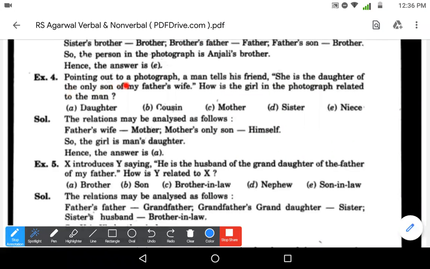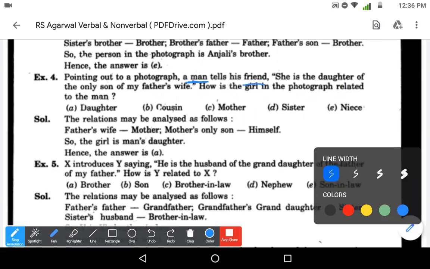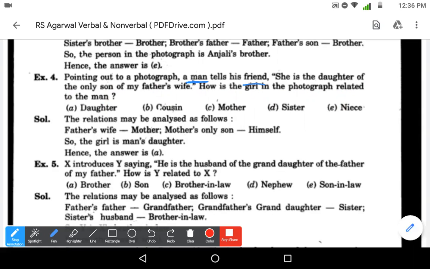Pointing out a photograph, a man tells his friend, "She is the daughter of the only son of my father's wife." How is the girl in the photograph related to the man? So here it is a girl. Pointing to the photograph, a man is telling his friend, "She is the daughter of the only son of my father's wife."